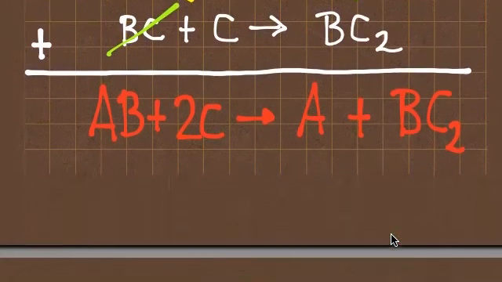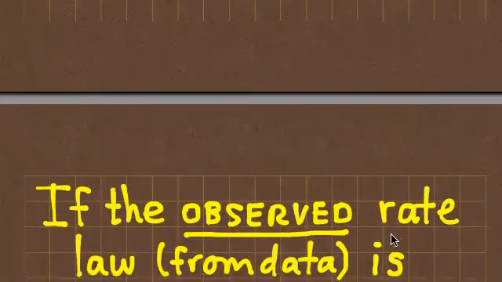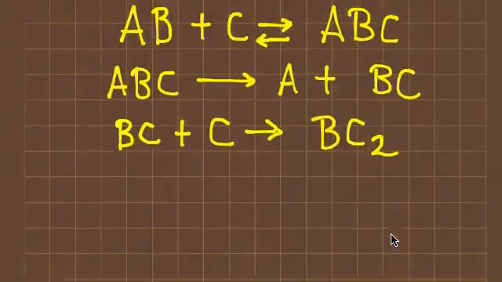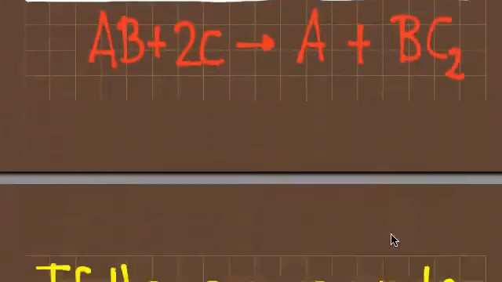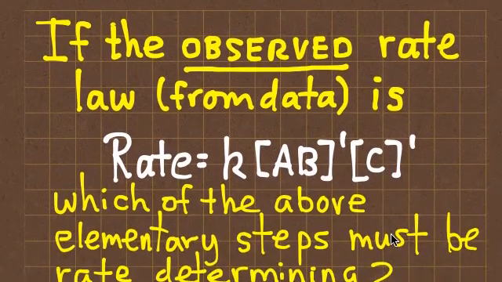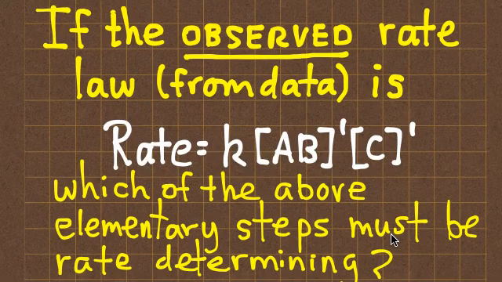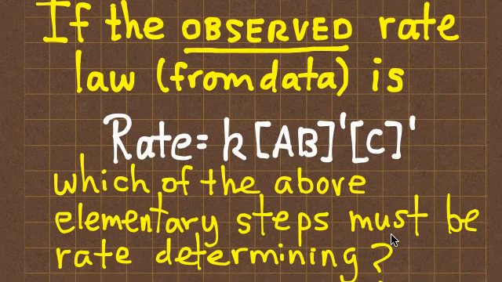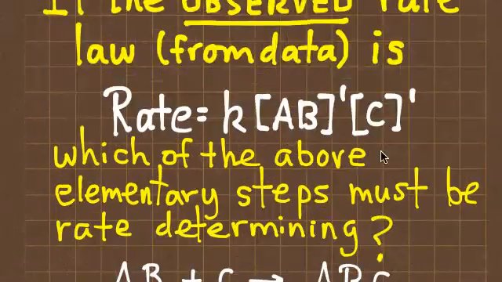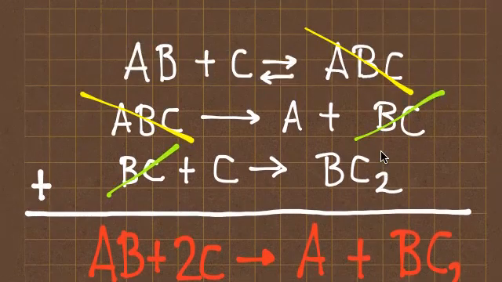I wonder... Did I have a slow step? I didn't even label a slow step. Let's say this. If the observed rate law from data is this, which of those steps must be the rate determining step? 1 AB and 1 C. That's what I observe, so AB to the first power and C to the first power.